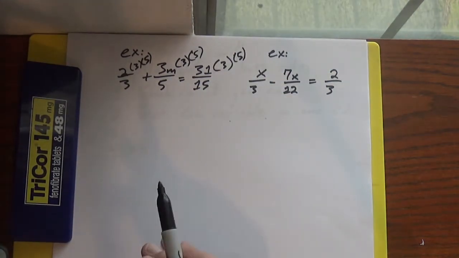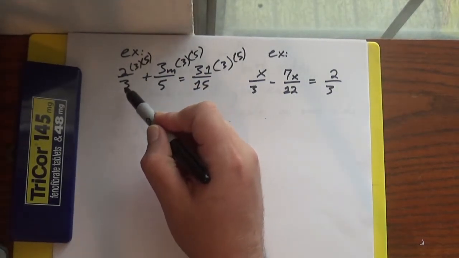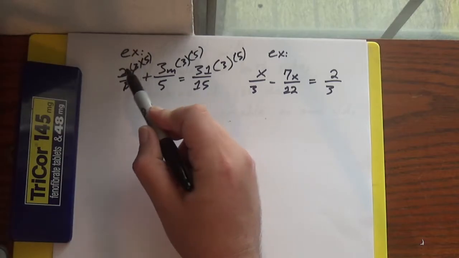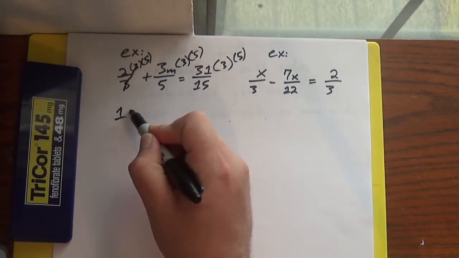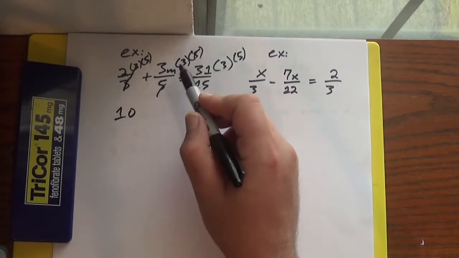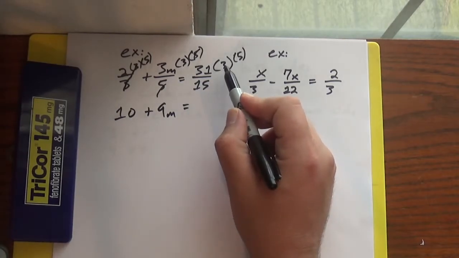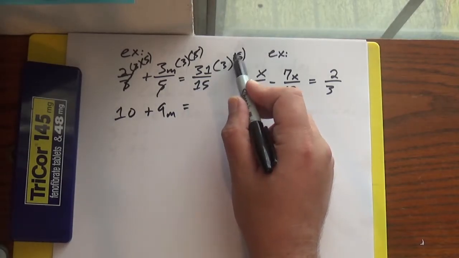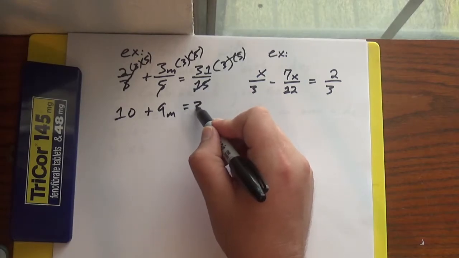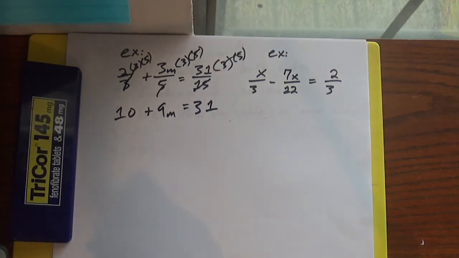Now, I need to cancel stuff out. So my 3's cancel out. 2 times 5 is 10. Over here, my 5's cancel out. 3 times 3 is 9. Over here, 3 times 5 is 15, so this and this cancel out. So 31. Now I need to do my add subtract stuff.